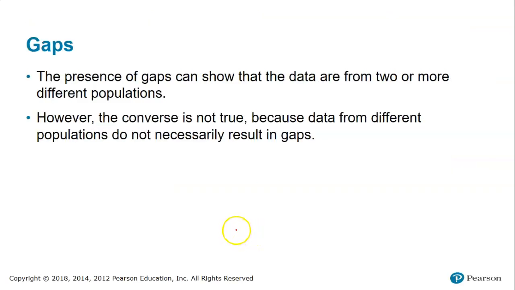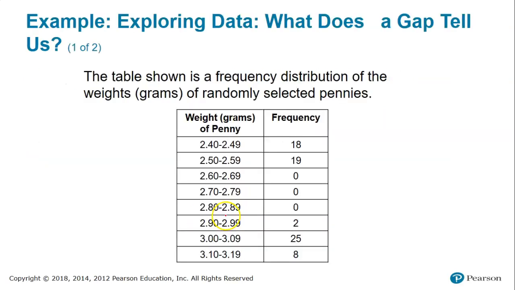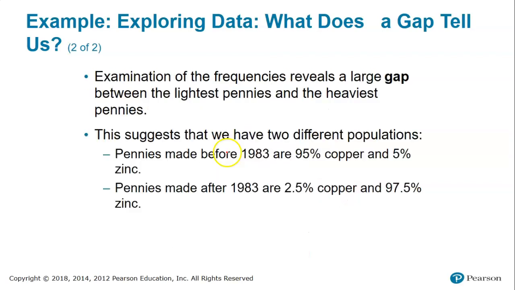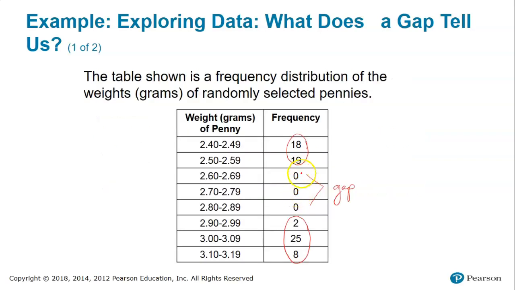Okay, sometimes you can have gaps in data that actually show us something about two different populations that are being presented. So in this example here, these are the weights of pennies. And if you notice, we've got a group of frequencies here, and we have a group of frequencies here, and we have this gap in the middle. What's happened is that if you look at the history of pennies, in 1983, the composition of the penny changed, and those made before that had 95% copper and 5% zinc. After that, it went to 2.5% copper and 97.5% zinc. So that's what's accounting for this gap.